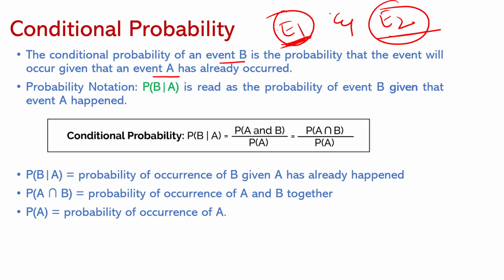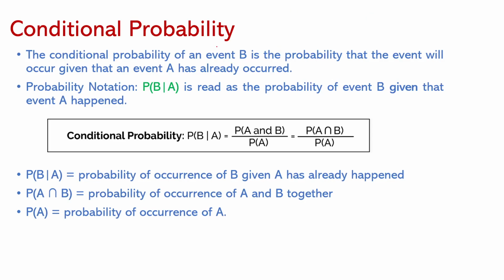It means we will have problems such as: find the probability of E1 given that E2 has already occurred. In the same way, here it is the probability of event B given that event A has already occurred. So we write it like this: P of B by A is read as the probability of event B given that event A has already happened.